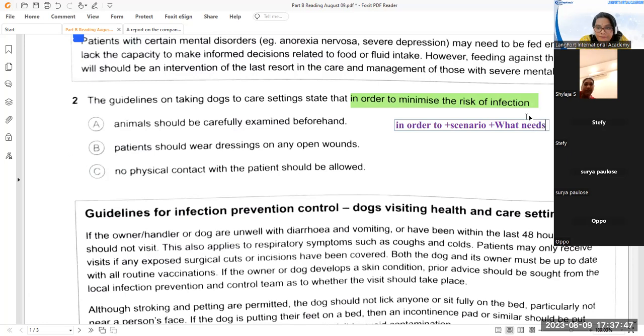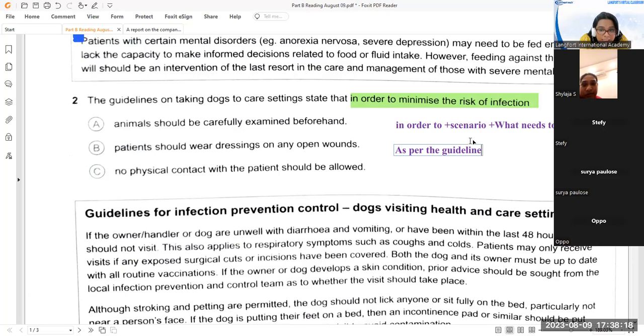What needs to happen? All of you, go through it. What do we need to find out here? Use this question phrase and interpret it. So according to the guidelines, in order to minimize the risk of infection, what needs to happen? I need your full attention. We have never dealt with such a question. We have dealt with questions that end in order to, but never with in order to with a scenario.